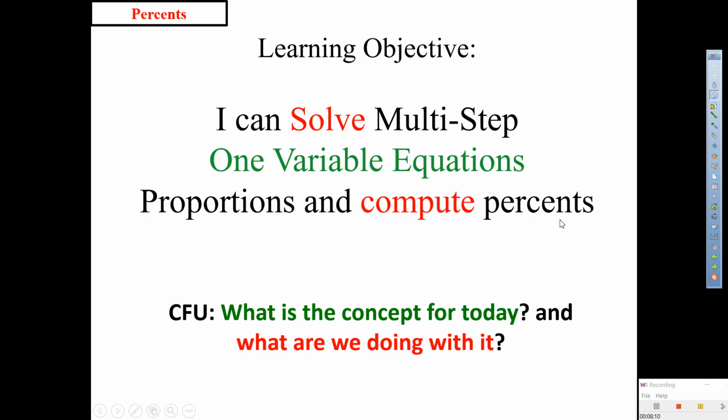All right, so here we go. Our objective for today: I can solve multi-step one-variable equations, proportions, and compute percents. So today within the umbrella of one-variable equations, we're going to be solving for percents and multi-step equations involving word problems. But I'm going to break it down as much as I can so you can just pick up where you left off from when you first learned this. It's going to go pretty fast, so bear with me, because it's going to go expeditiously.